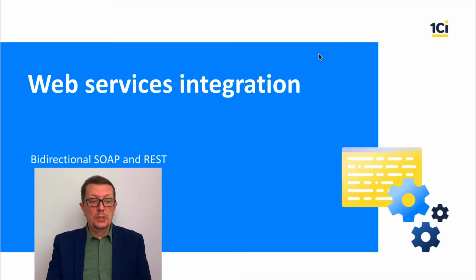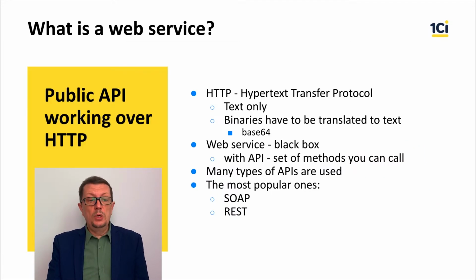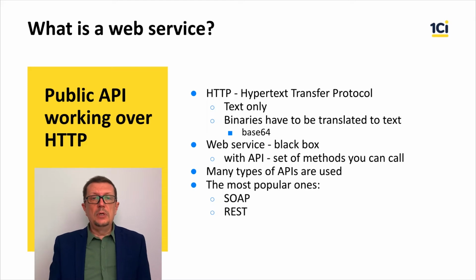And the first part of this picture is web services. So what is a web service? A web service is basically just a public API working over the HTTP protocol. HTTP, of course, stands for Hypertext Transfer Protocol, where the most important keyword is text. So you can transfer only text and nothing else; no binaries are allowed. But of course you can encode binaries into text, for example using algorithms like base64, and this way transfer your binary over HTTP in the form of a very, very big text.